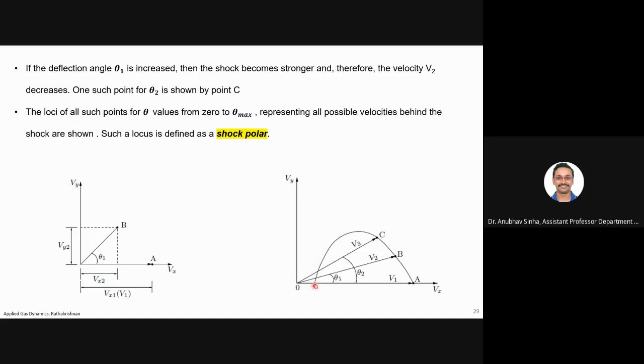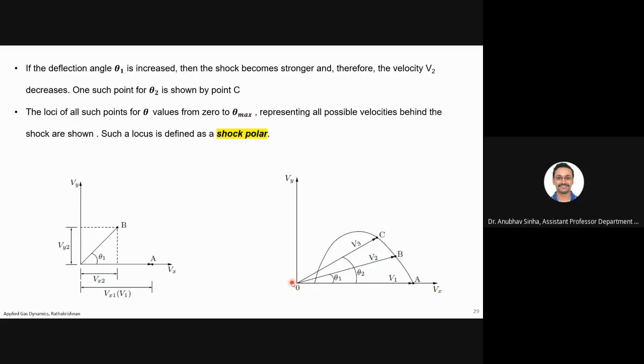This is called shock polar. This curve is what you are looking at. What I am tracing through this pointer is called shock polar, and any point on this will give you a solution for that particular shock, and it will give you theta and velocity vector. So that is the use of shock polar, or representing a shock in a hodograph plane. We will look into some examples also that may make it more clear.